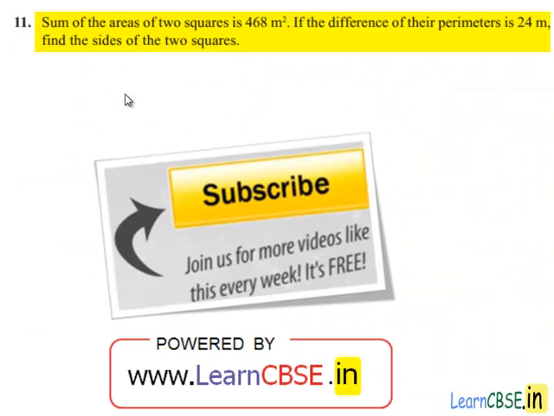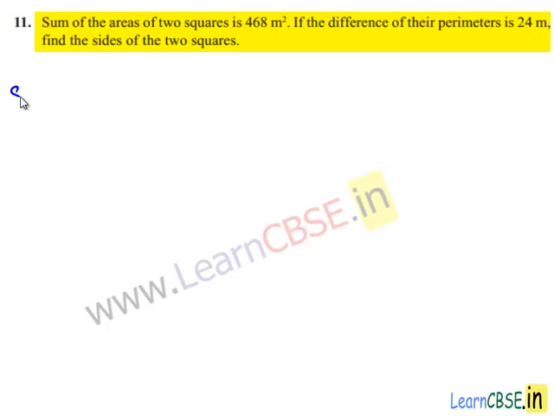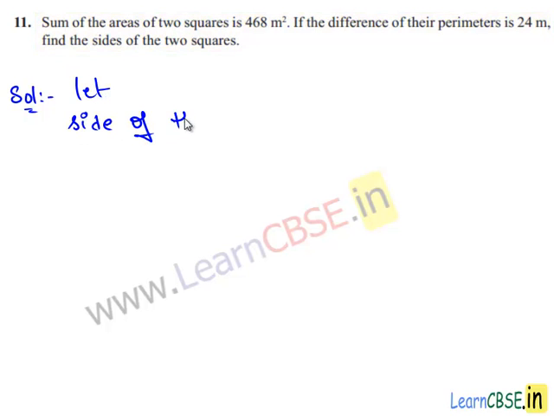Now let us move on to the last question. Sum of the areas of two squares is 468 meters square. If the difference of their perimeters is 24 meters, find the sides of the two squares. So let us move on to the solution. So let us assume side of the smaller square is equal to x meters.